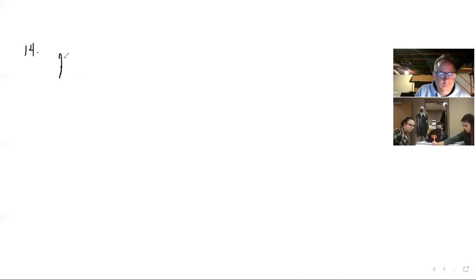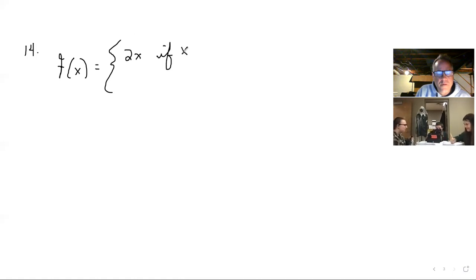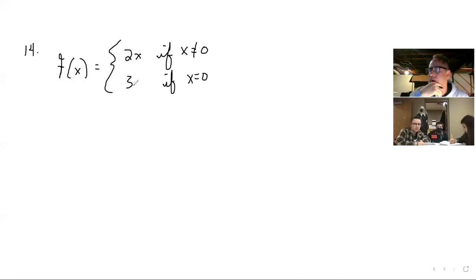We've got f of x is defined as 2x if you're any number other than 0. So basically, your domain is going to be all reals. If you put any number in other than 0, you'll evaluate it as 2x. If you put 0 in, this is the second piece. You put 0 in, the output's 3. And we're going to have 4 questions here. The first is find the domain.